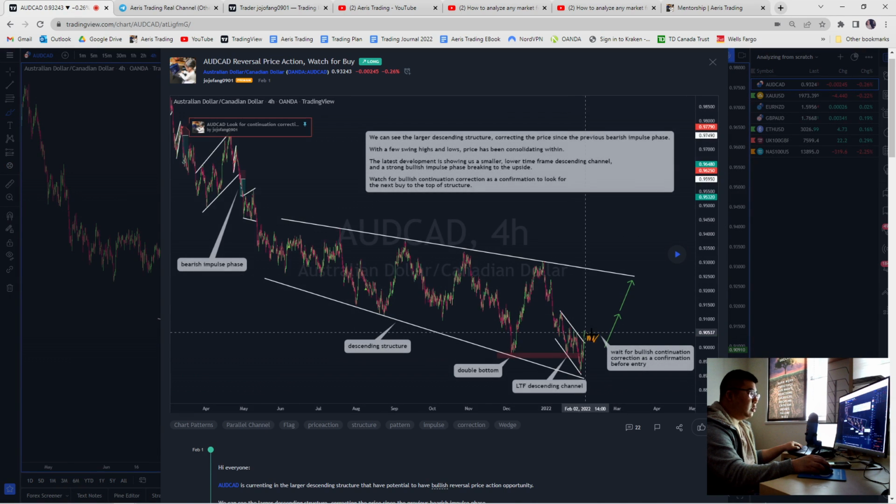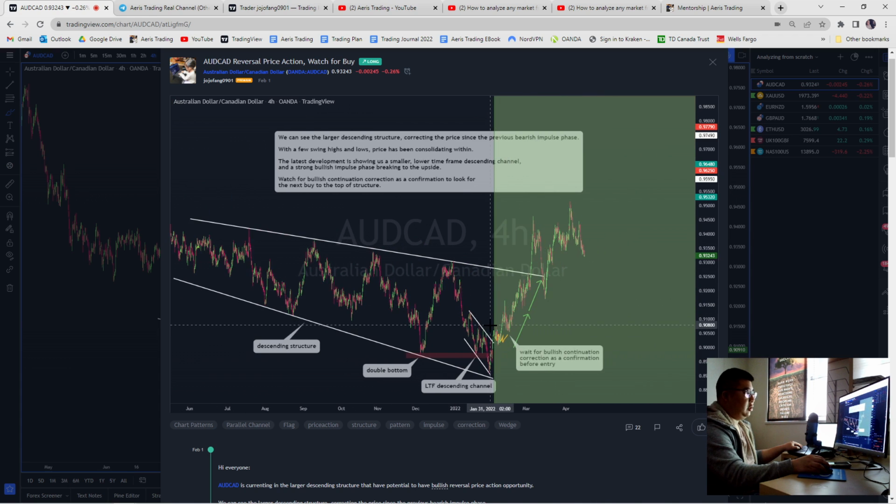And now, once you see that right shoulder and then that bullish flag develop, that is the last confirmation I need in order for me to place an entry order. And you can see price did indeed hit a desired target.